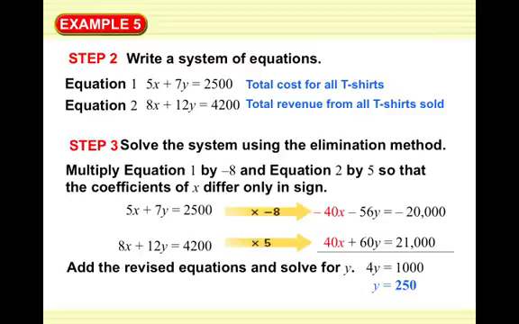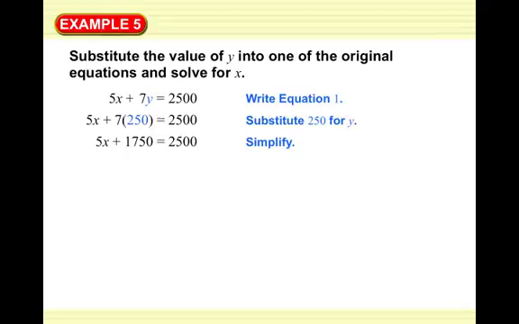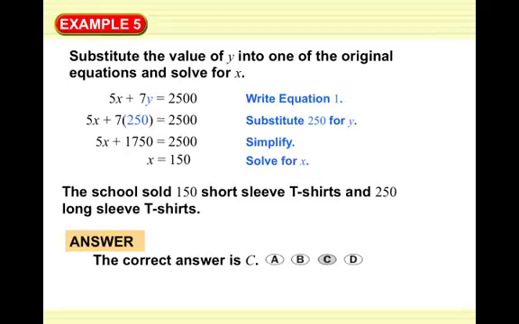We want to know the number of short sleeve t-shirts. So to do that, we're going to plug the 250 into one of the equations. Might as well use equation 1. And so we're going to get 5x plus 7 times 250 equals 2,500. And so that gives us 5x plus 1,750 equals 2,500. So we subtract the 1,750 and then divide by 5, and we get x equals 150. So 150 short sleeve shirts. And so the correct answer is C.